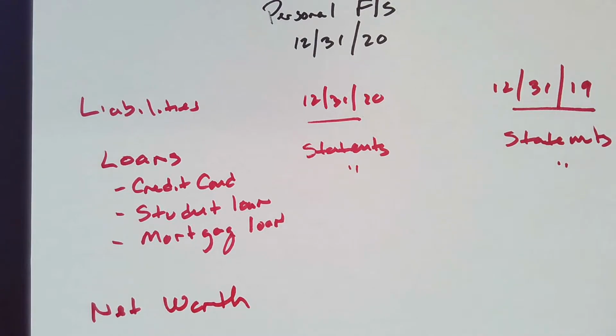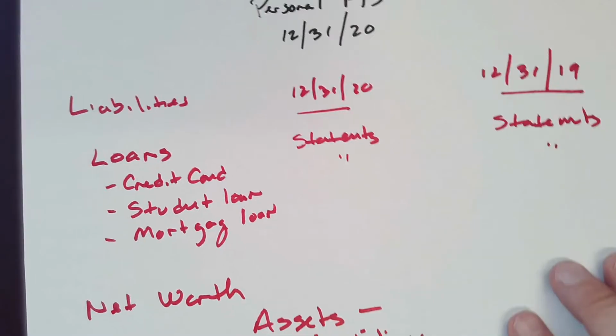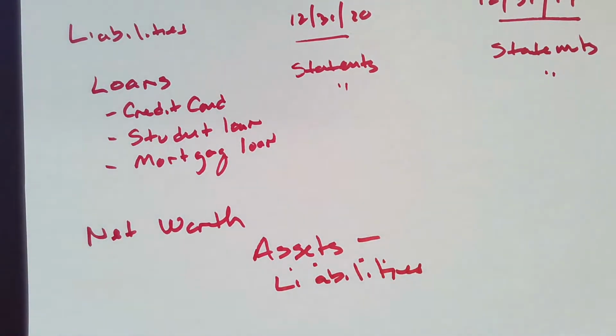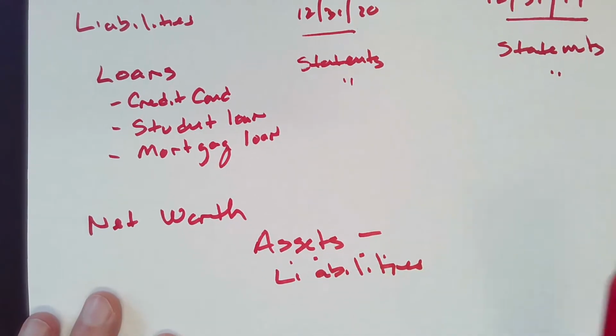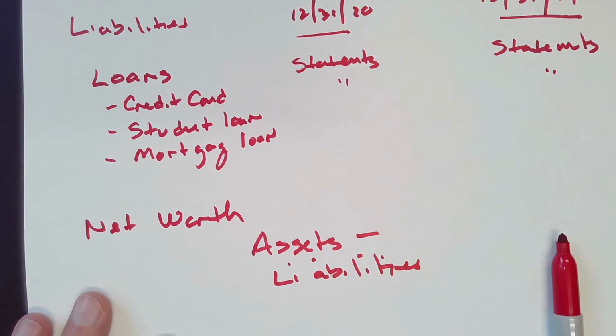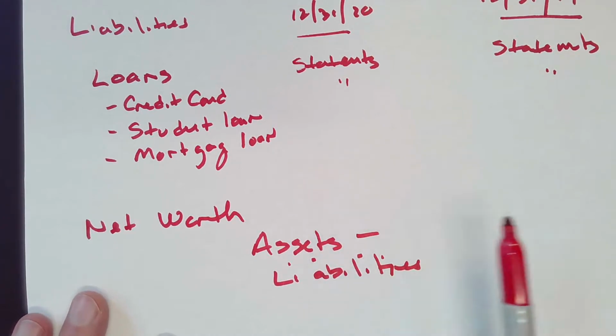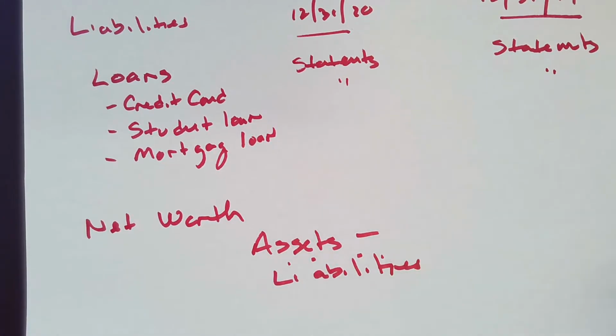which is going to be simply your assets minus your liabilities. And now you can see how your net worth changed from 12/31/19 to 12/31/20. And you can see in 12/31/19 I was worth this much, and now this year I'm worth this much. Maybe higher, maybe lower, right?